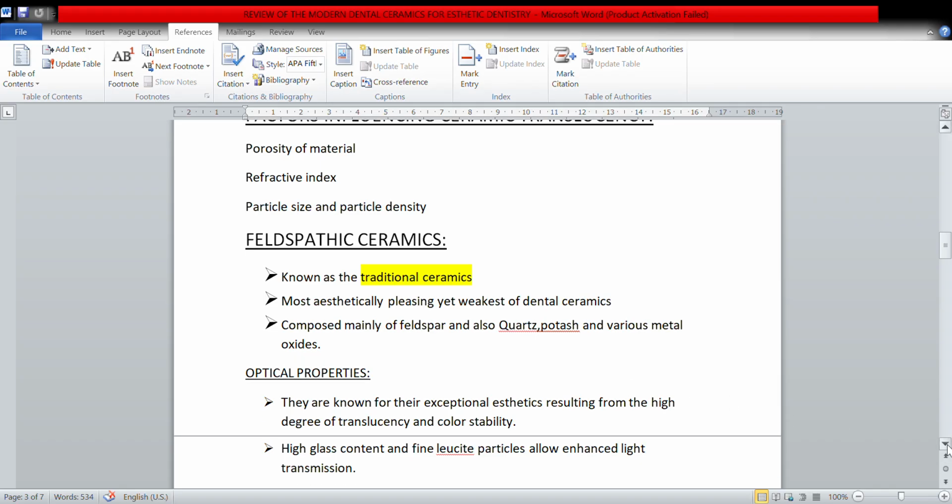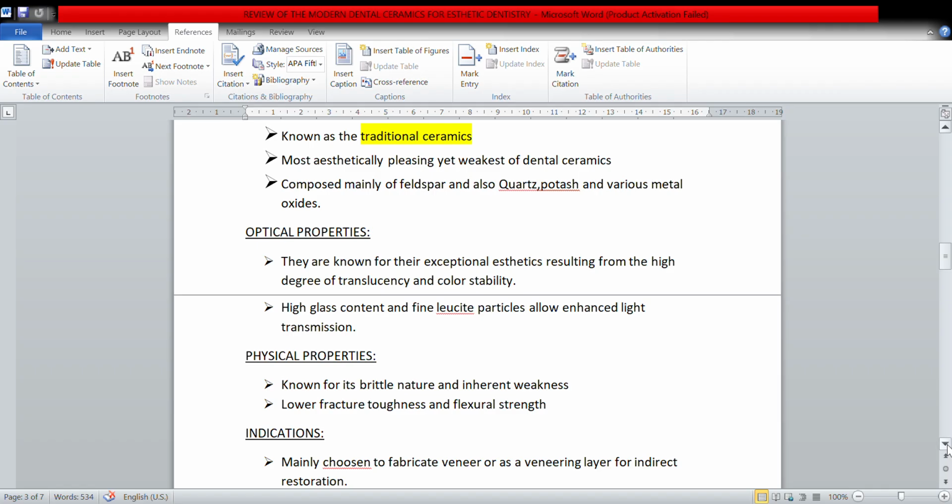Optical properties: they are known for their exceptional aesthetics, resulting from a high degree of translucency and color stability. Why are they known as aesthetically superior? Due to the significant glass component that provides a high degree of translucency. There is also a phenomenon known as the chameleon effect due to superior aesthetics. High glass content and fine leucite particles allow enhanced light transmission. This is known as the chameleon effect.